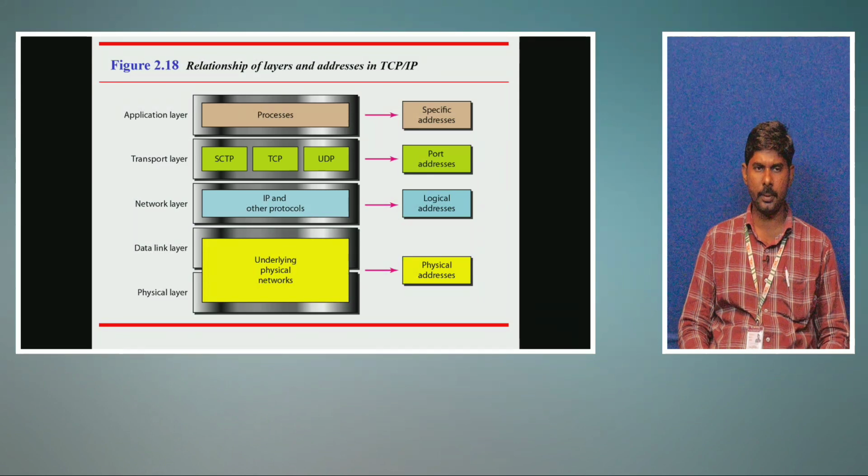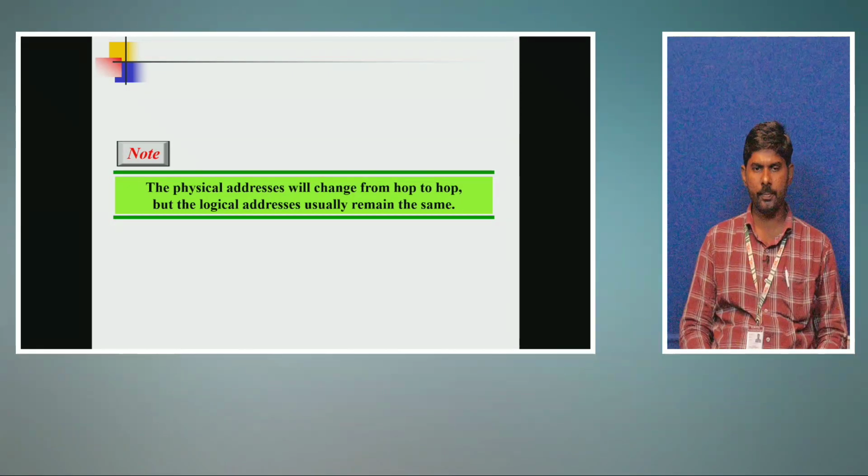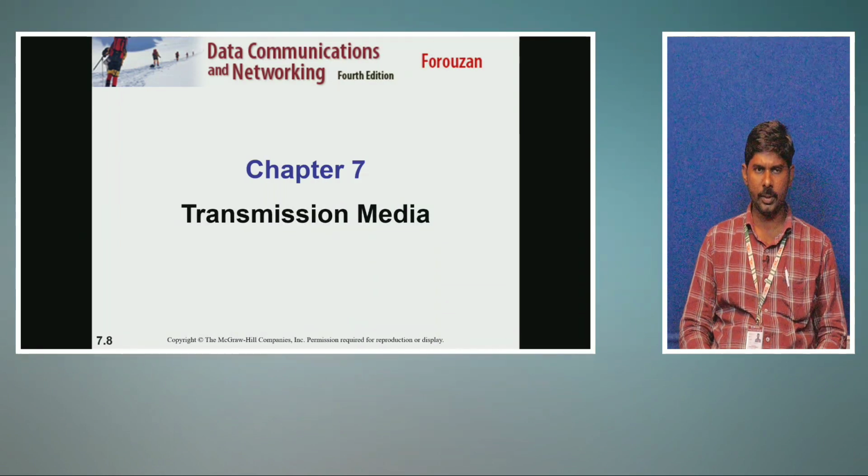In the transport layer we use the port address for TCP, UDP and SCTP. Finally, at the application layer we use a specific address like www.google.com, which we have to mention specifically. All these 4 addresses are mostly used in the TCP/IP layers. The physical address will change from hop to hop, while the logical addresses usually remain the same. Now, up to now we have covered both the OSI model and TCP/IP model, and next we are starting transmission media.